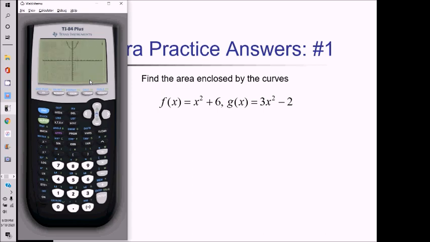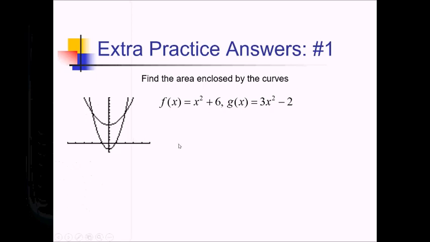So there's f of x, and there's g of x. The intersection looks like it's going to happen between, say, negative and positive 3. So let me adjust my window so I can see that a little better. Let me do negative 3 to positive 3, and then zoom fit this thing, zoom 0, and we'll get an even better picture of what's going on. There we go. Now I can see pretty clearly.